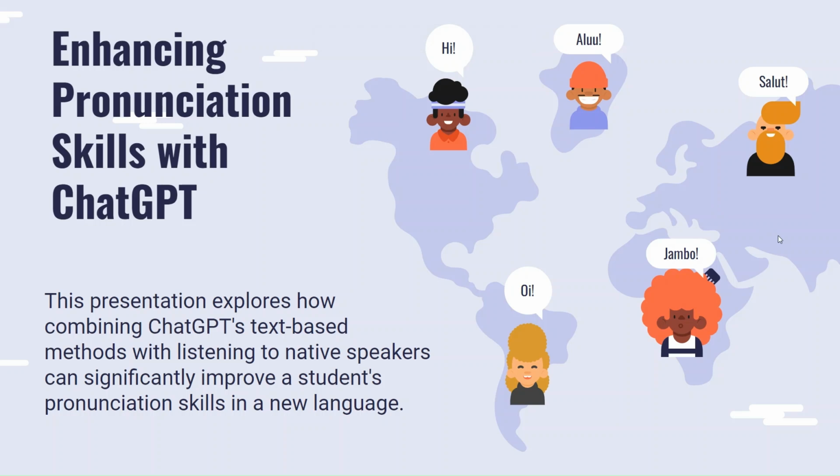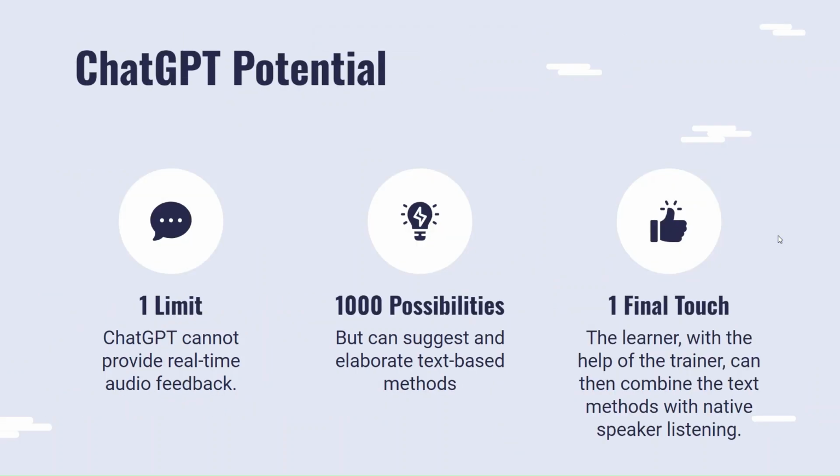And today, still with the use of ChatGPT, we will see how to enhance pronunciation skills for our students. ChatGPT has potentials, but what it cannot do is provide real-time audio feedback. So we need to find another way, but we have 1,000 possibilities. What ChatGPT can do is suggest and elaborate text-based methods.